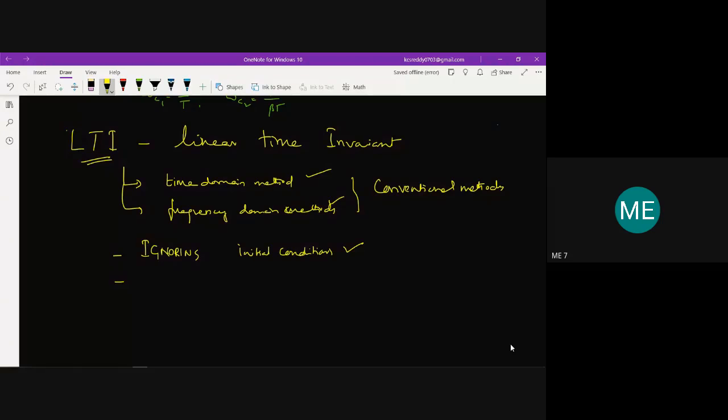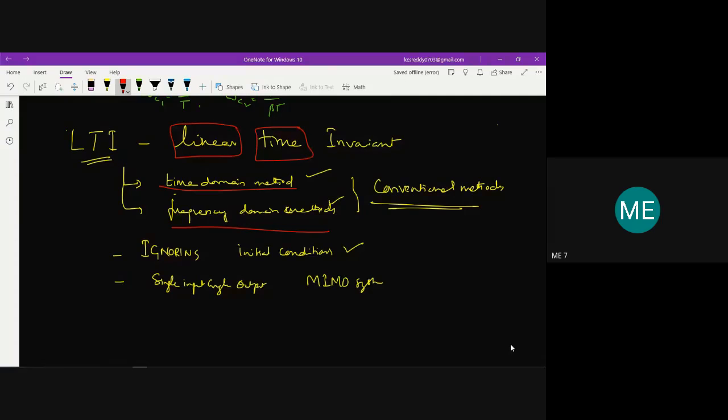Also, we have done this only for single input and single output. For multiple input and multiple output, MIMO systems, we have not done this conventional approach. The inputs may be multiple, or the outputs may be multiple, and in that case the conventional methods, time and frequency domain methods, will not be applicable. Also, they are only applicable for linear time invariant systems. Linear time invariant means the system behavior does not change with respect to time, and the behavior is linear.